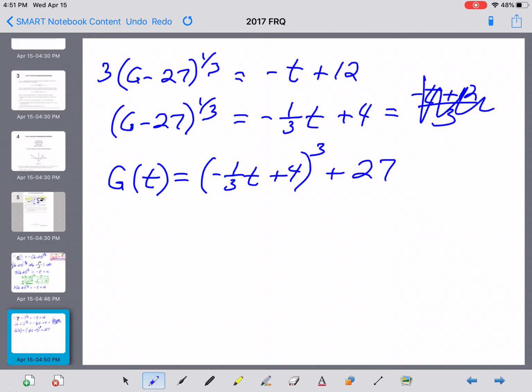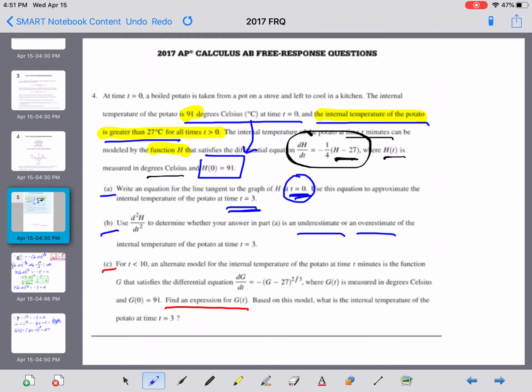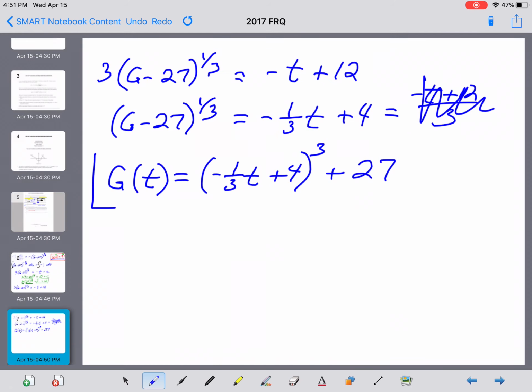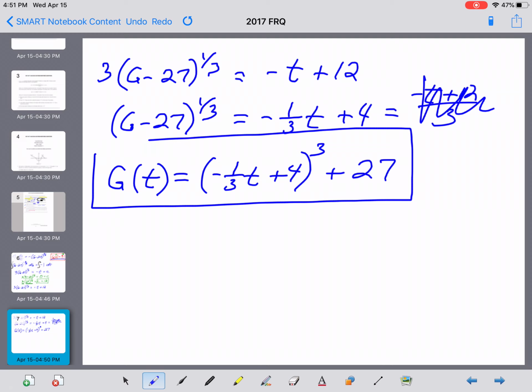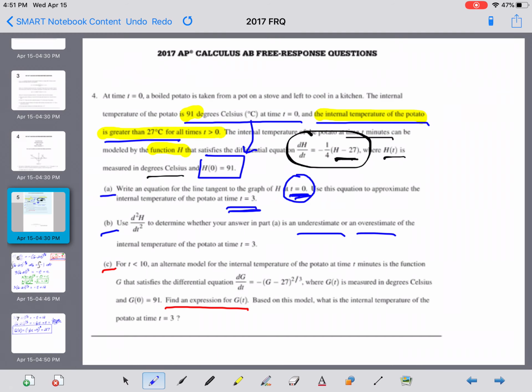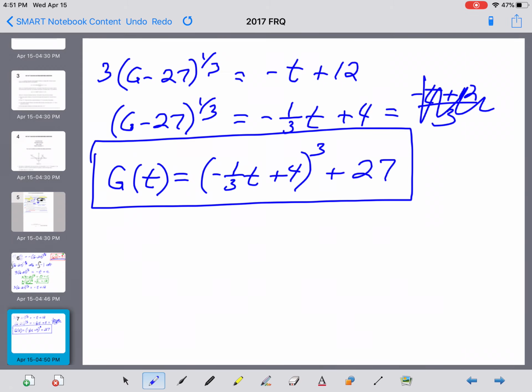All right, so let's go back to the original question right here. Find an expression for g of t, and that is what we have just done. So that is part of our answer right there, but it looked like there was another question as well. Based on this model, what's the internal temp of the potato at t equals 3? So now we're going to come up here with the value of g of 3, and let's again hope that this one works out pretty well here.